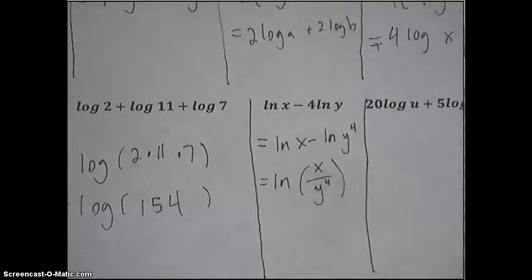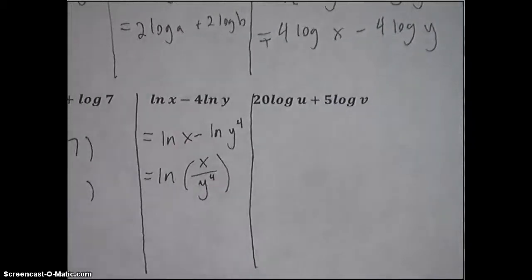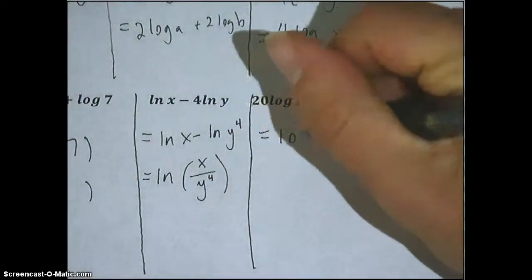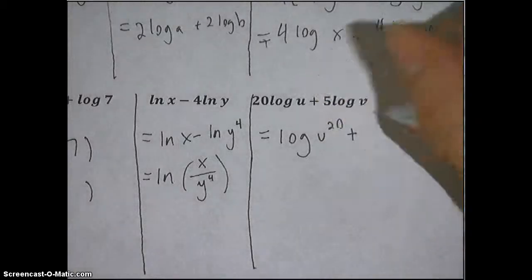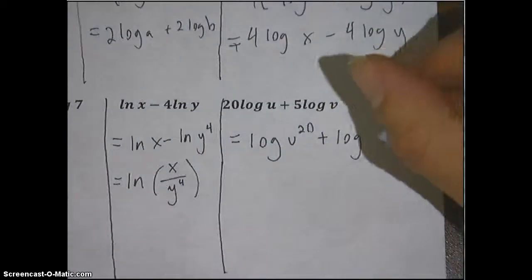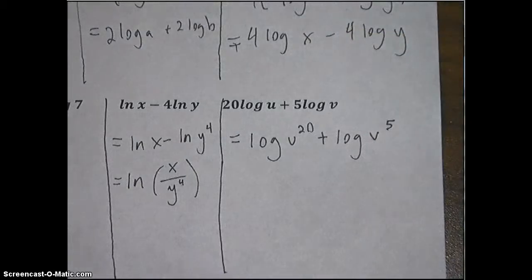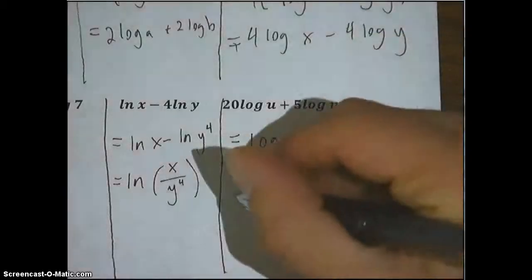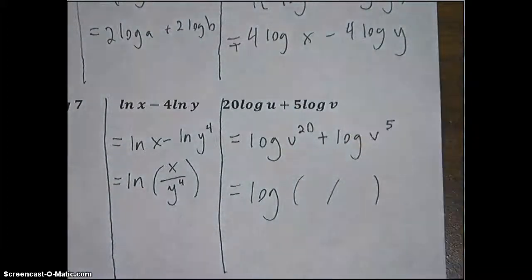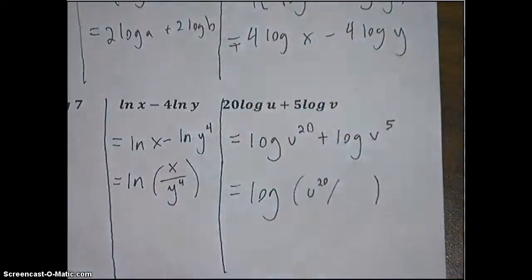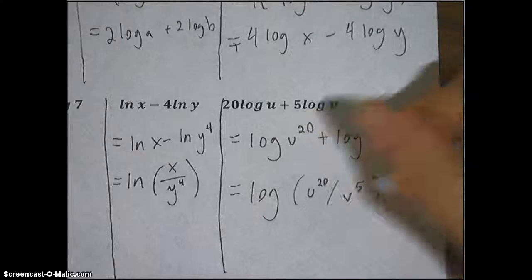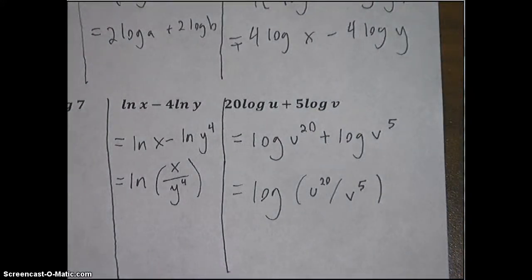All right, one more condensing, and it's addition, so we're going to change it into multiplication. But before I do that, make this log of u to the 20th power, just move the exponent from the front back into the exponent, plus log of v to the 5th. And now I'll be able to make this into one log by way of division. On the top of the fraction, in the numerator, is going to be u to the 20th, and in the denominator is v to the 5th. Like that. And that's how you condense that.